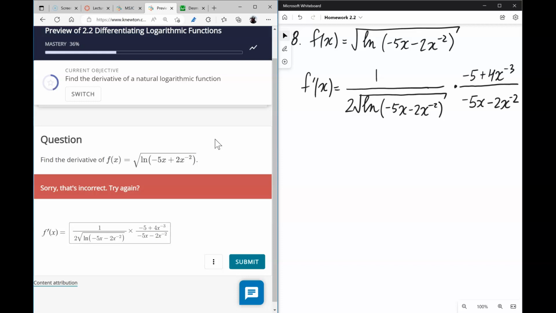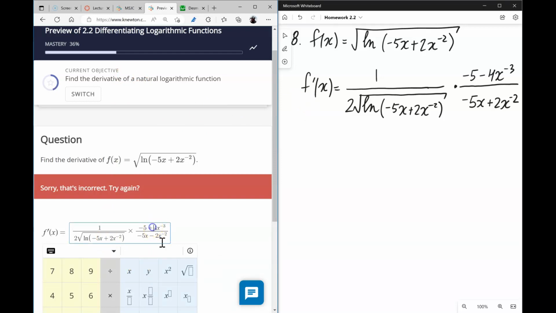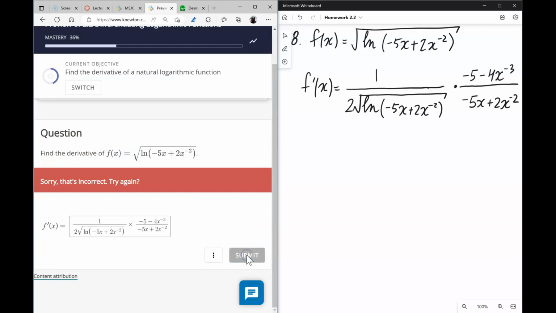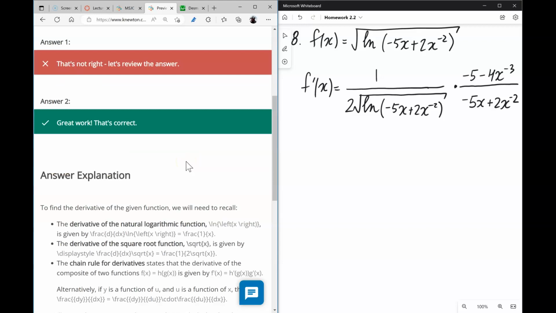Oh no, I copied the problem wrong. There's a plus here, and therefore this is minus. This should be minus. Let me change the answer. Mistakes like this are inevitable. You just need to learn how to deal with it. And I will be very upset if I'm wrong again. No, I'm not.